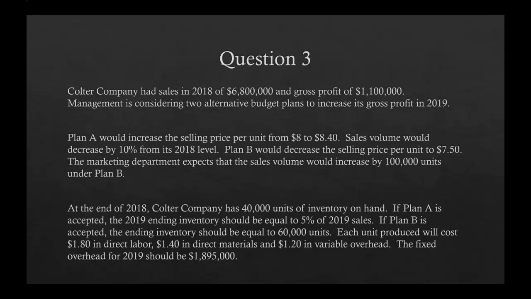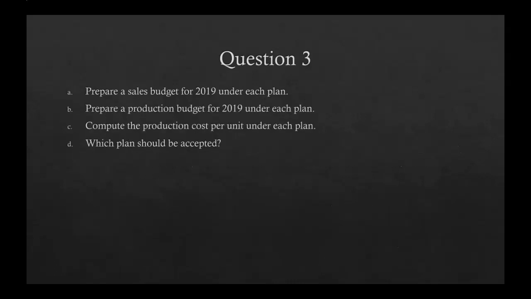So we need to prepare a sales budget, a production budget, figure out our production cost per unit, and then decide which plan we should go with, Plan A or Plan B. So those are going to be the 4 parts to this question.